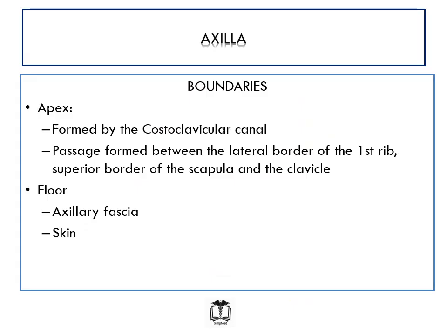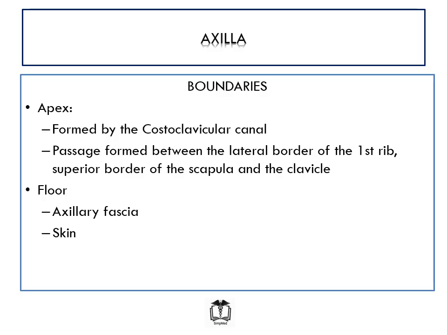What are the boundaries of the axilla? The axilla is made up of multiple boundaries because it is pyramidal in shape. It would have an apex, a base, an anterior wall, posterior wall, lateral, and medial wall. So it practically has the four-sided shape of a pyramid alongside the apex, which is the pointed upper end, and then the base, which is the floor.